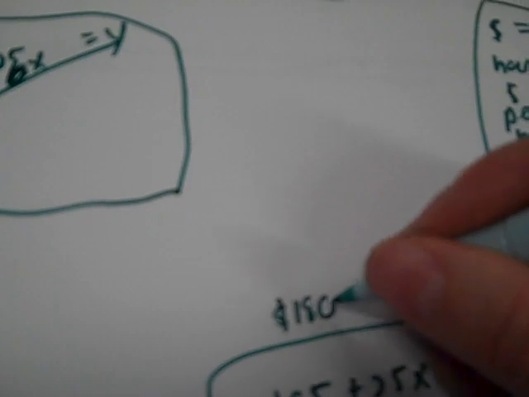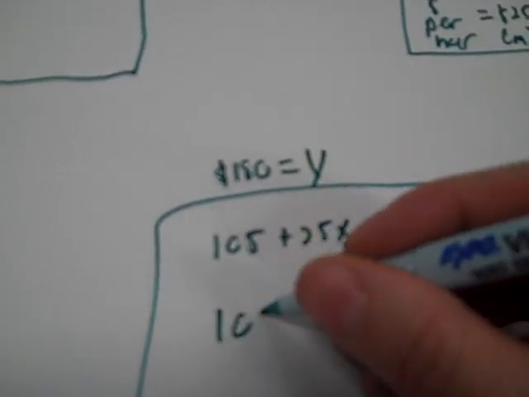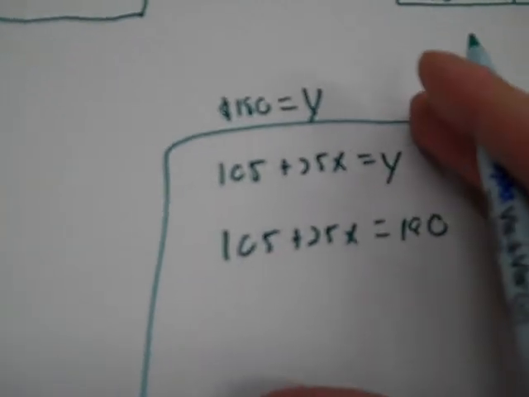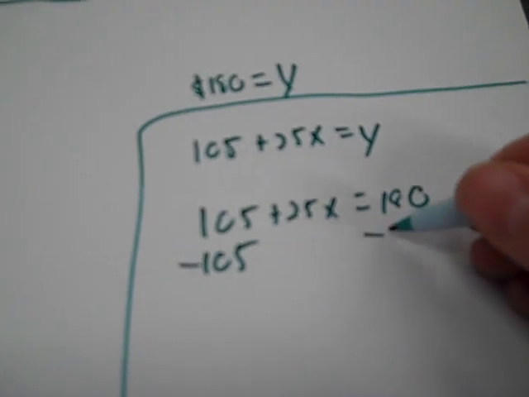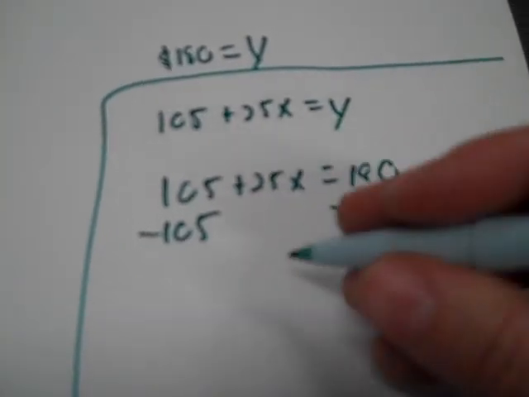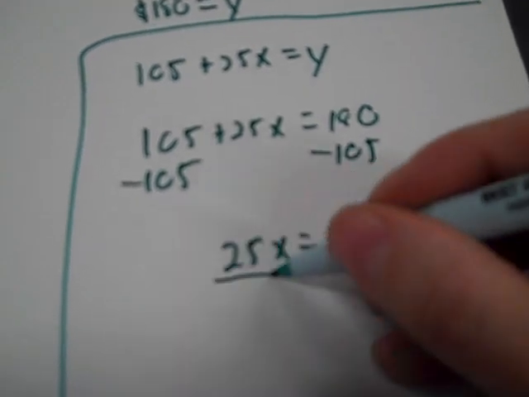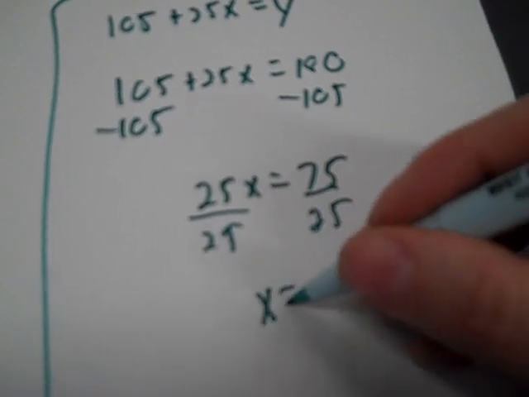Okay, so $180 is my y. So we replace the y with 180. So 105 plus 25x equals 180. Since x is multiplied by 25, I subtract 105 from both sides, so that's 0, and then I have 25x equals 75. Divide by 25: 25, 50, 75, it's 3. So 3 hours.